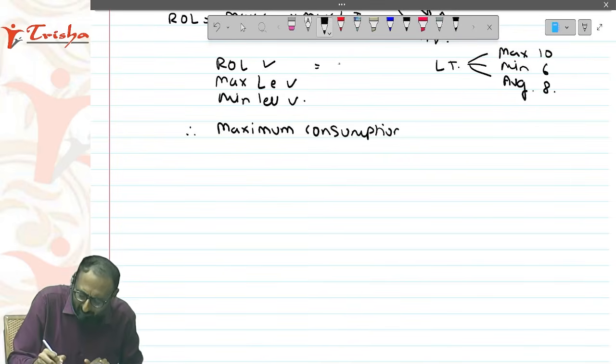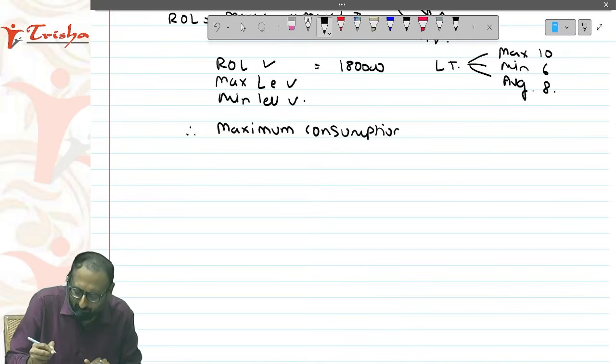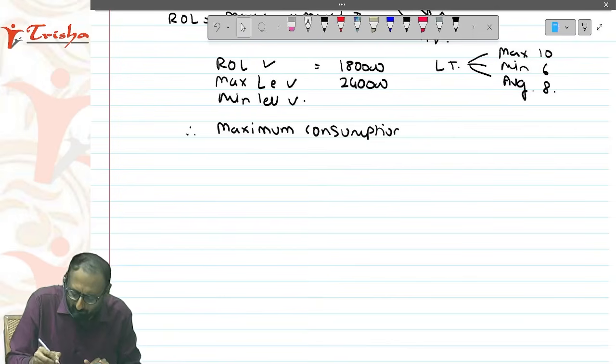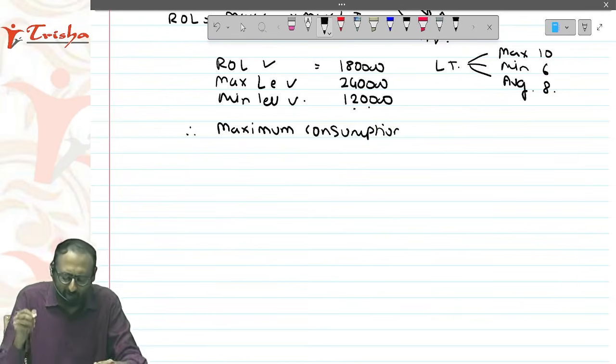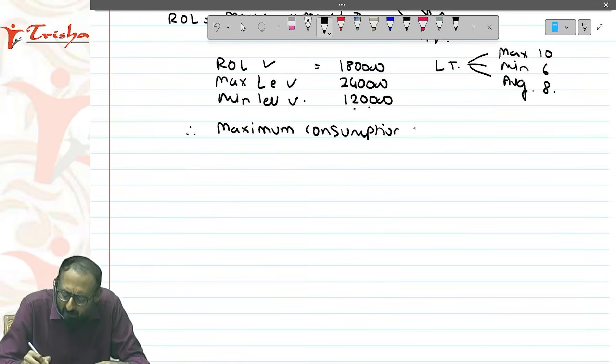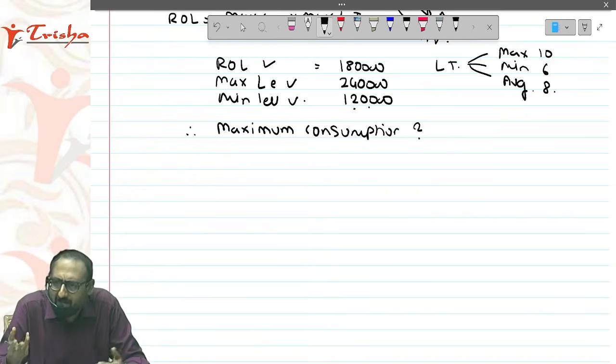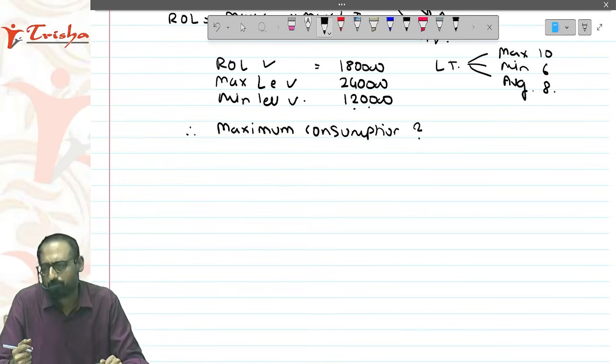Sirji, reorder level is suppose 1,80,000. Maximum level is suppose 2,40,000. Minimum level suppose 1,20,000. Now you quickly tell me, if in a question minimum consumption per day is asked, what you will do?